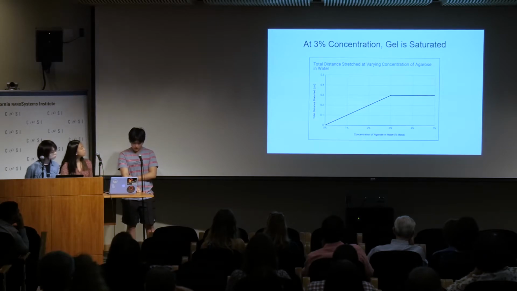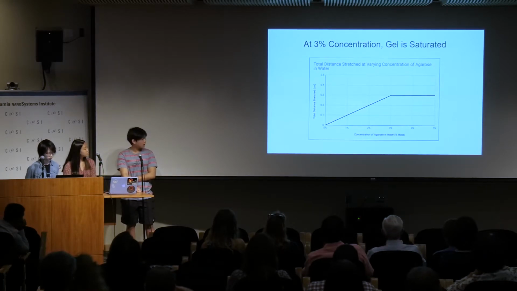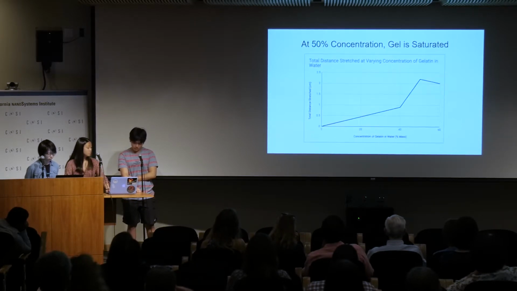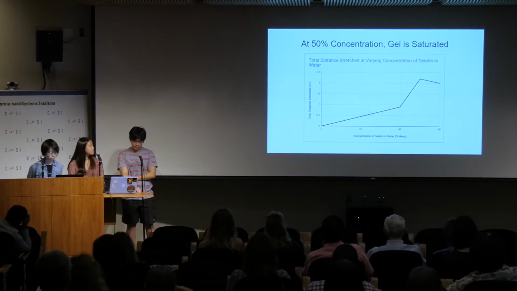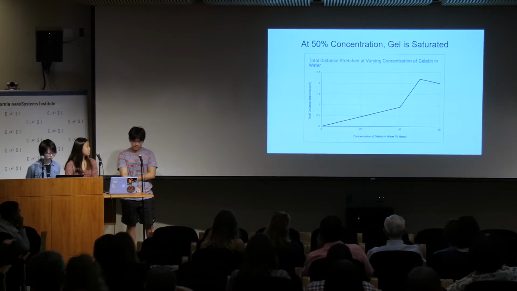For our agarose gel, among all our trials, we found that a concentration of 3% for agarose was optimal and then remained constant. For our gelatin gel, among all our trials, we determined that a concentration of 50% would be optimal, and we found that elasticity decreased as we increased concentration.